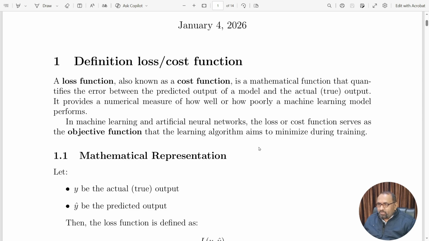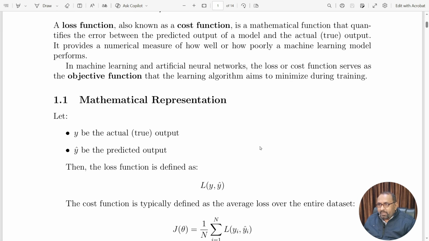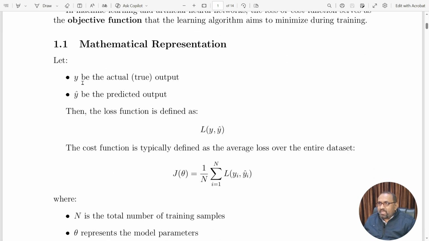Okay, so here we have the mathematical representation. y is the actual or true output and y cap is the predicted output. Then the loss function is defined with the notation L(y, y cap), the difference between these two values.